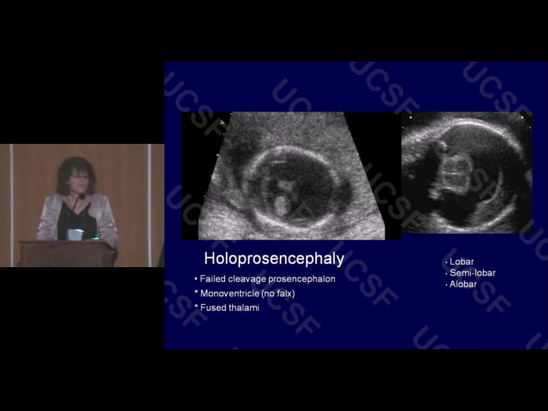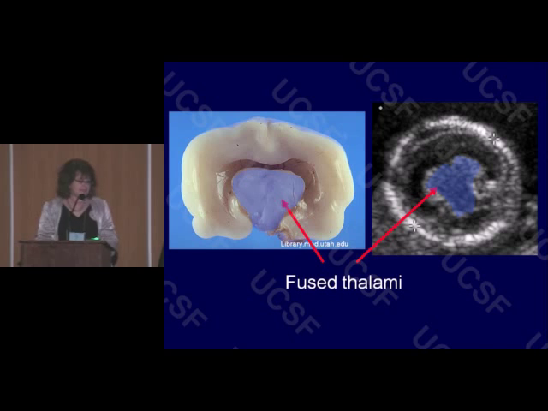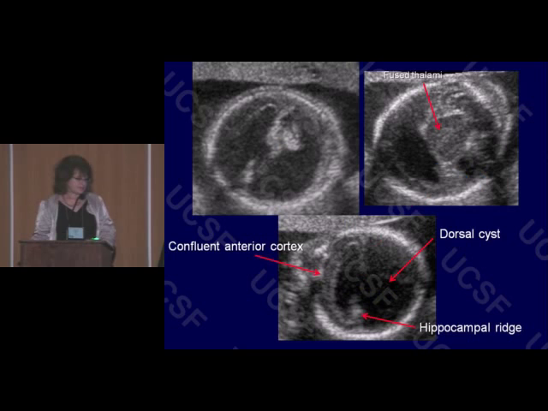the most helpful observations you can make to recognize this condition is the fused thalami. Here's a path specimen and a sonographic correlate of that observation. It really looks like a fist of tissue partially surrounded by a single monoventricle.